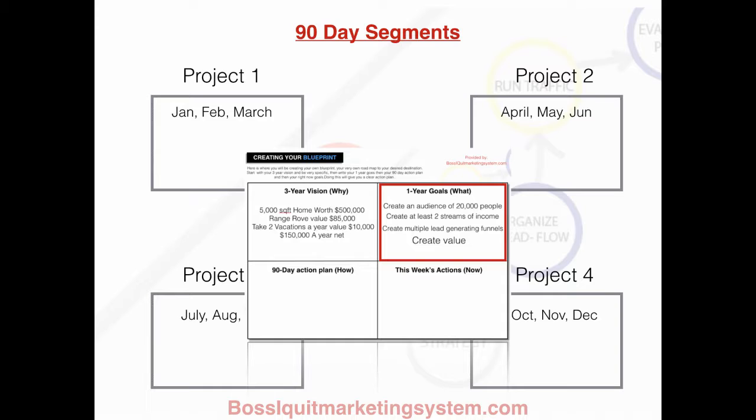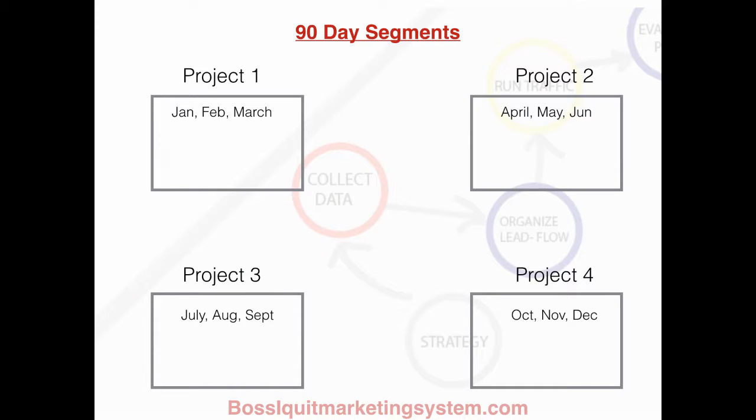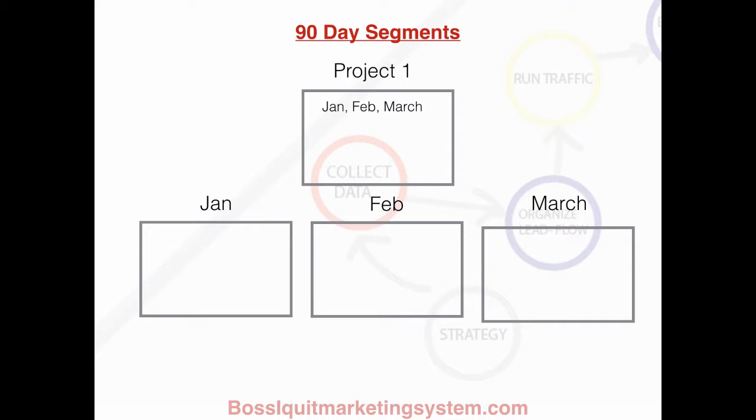We have a 1 year goal. So let's say our 1 year goal is to at least hit 20,000 people. So in order to hit 20,000 people, all right, what we have to do is, of course, create lead generation funnels, right? And so, right now you probably don't know how to create lead generating funnels. Don't worry about it. We'll talk about that in the upcoming lessons. But let's just say, for this example, this is project number 1.